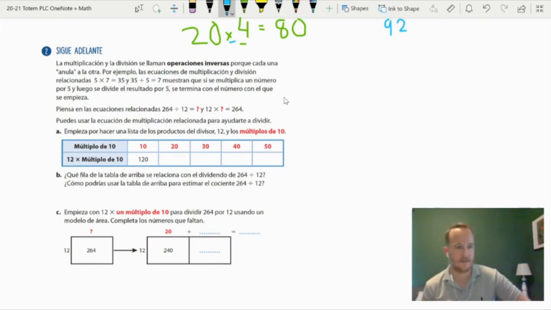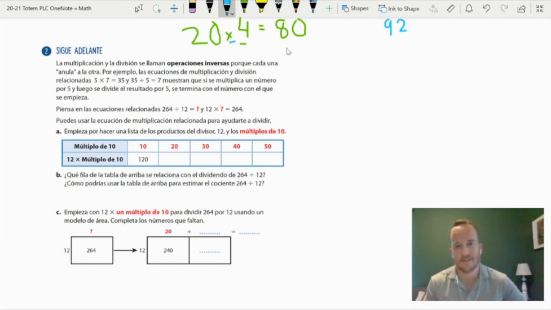La multiplicación y la división se llaman operaciones inversas, ¿ok? Porque cada uno anula a la otra. Por ejemplo, las ecuaciones de multiplicación y división relacionadas. 5 por 7 pues es igual a 35, ¿verdad? Ya sabemos eso. Y 35 entre 5 es igual a 7. Muestran que si se multiplica un número por 5 y luego si se divide el resultado por 5, se termina con el número con el que se empieza.